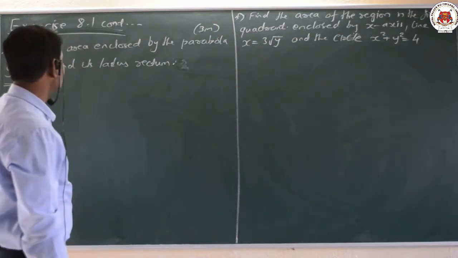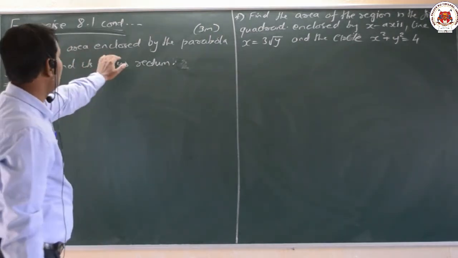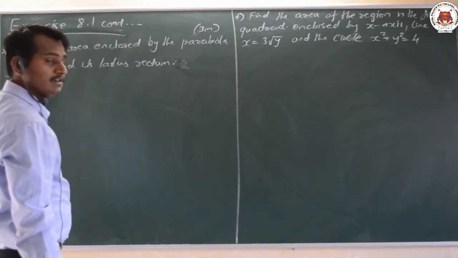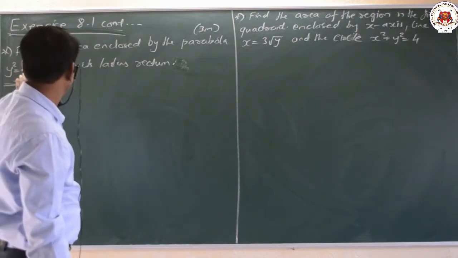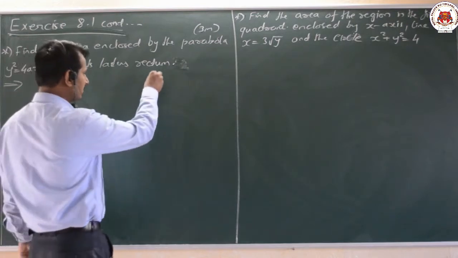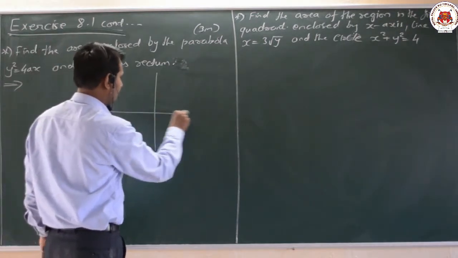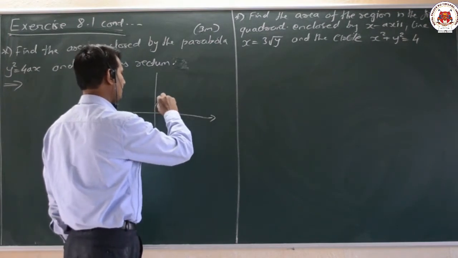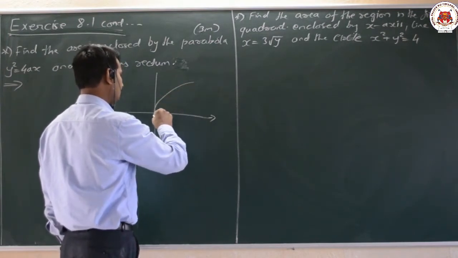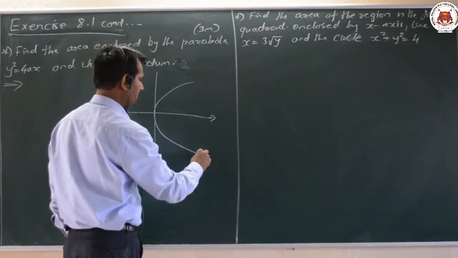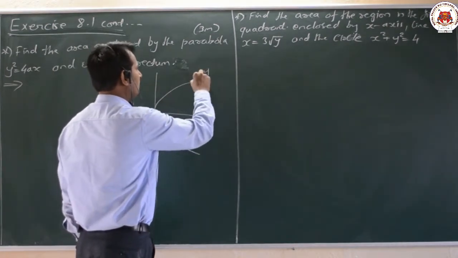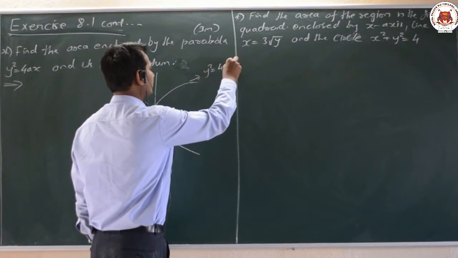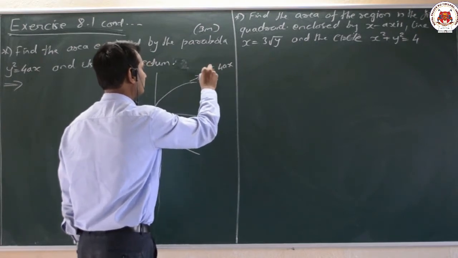Let us observe the question. Find the area enclosed by the parabola y square is equal to 4x. Now let us draw the diagram here. That is the area enclosed by the parabola. What is the parabola here? It is y square is equal to 4ax, that is, y square is equal to 4x.